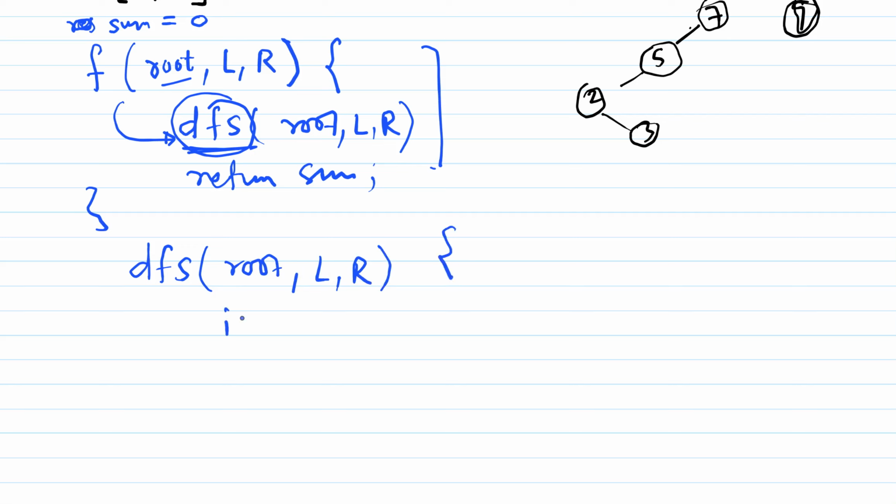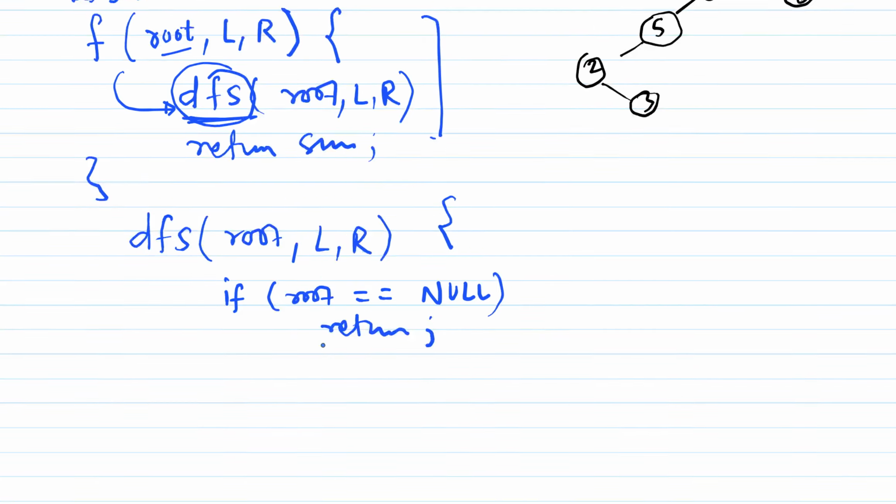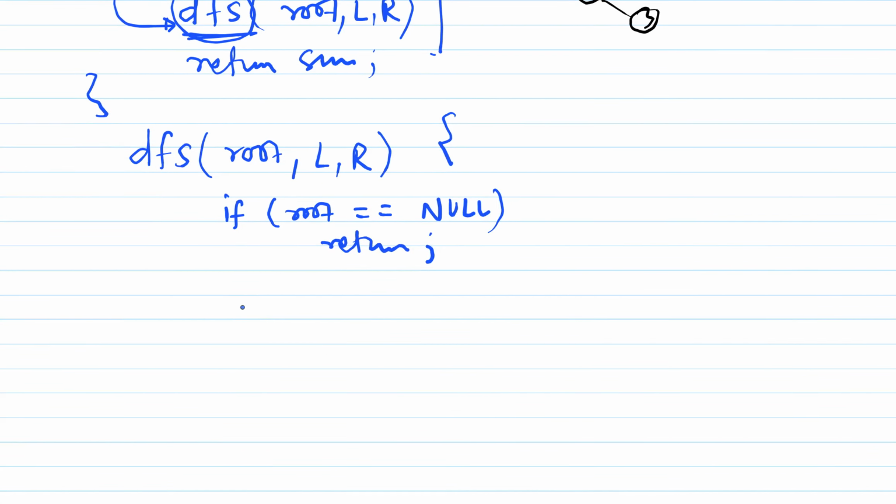So clearly if root is null, we will return. So let's add a check. If root equal to null, return. Otherwise we will proceed.